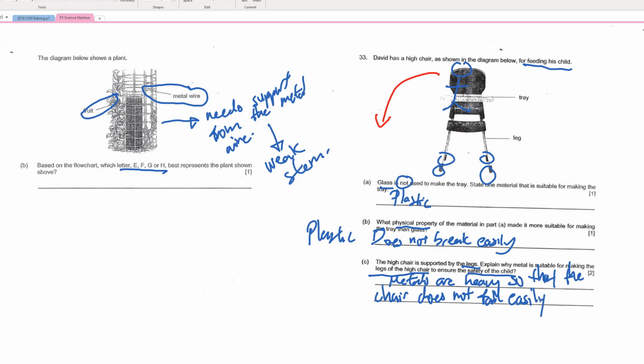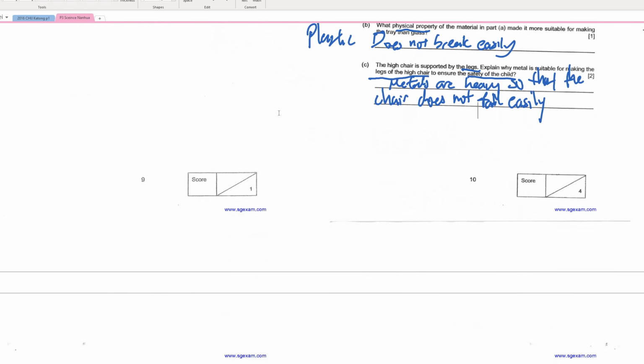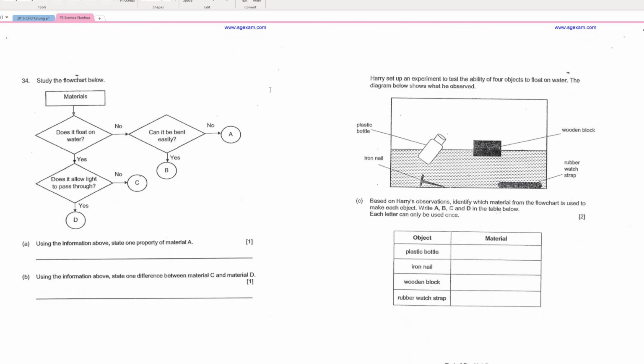Okay, let's move on to question 34, the last question for today. Study the flow chart below. We have materials. Does it float on water? Okay, never mind. Let's take a look at the question first. Using the information above, state one property of material A. Where's material A? Material A is over here.